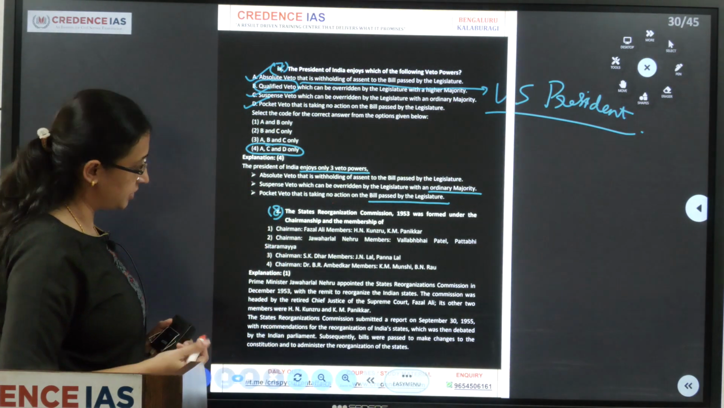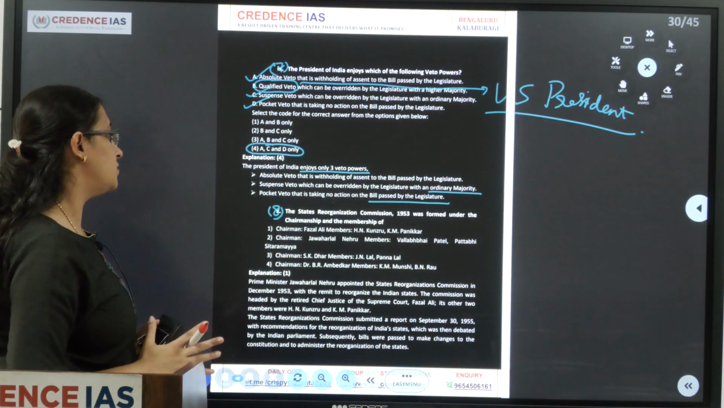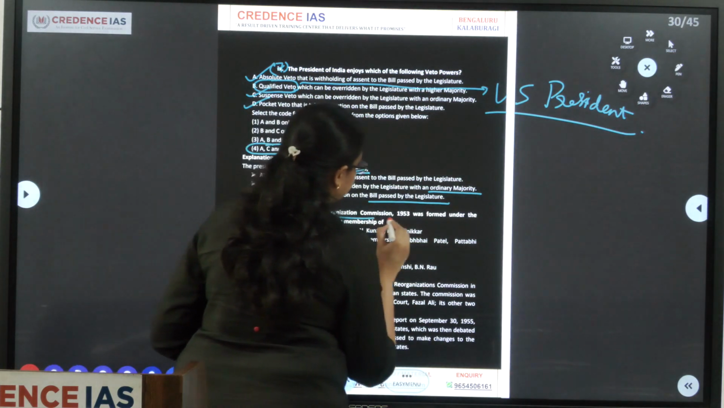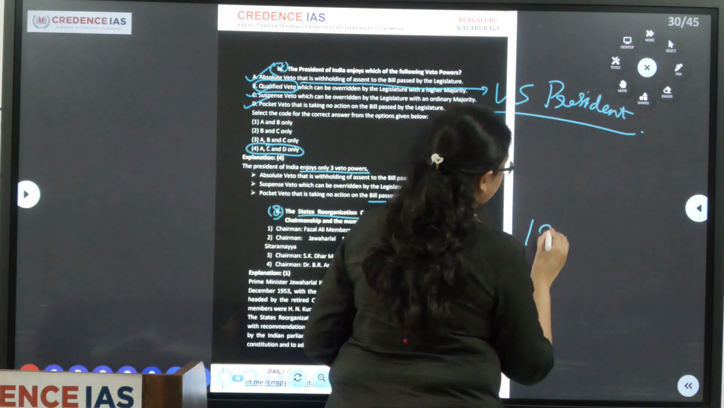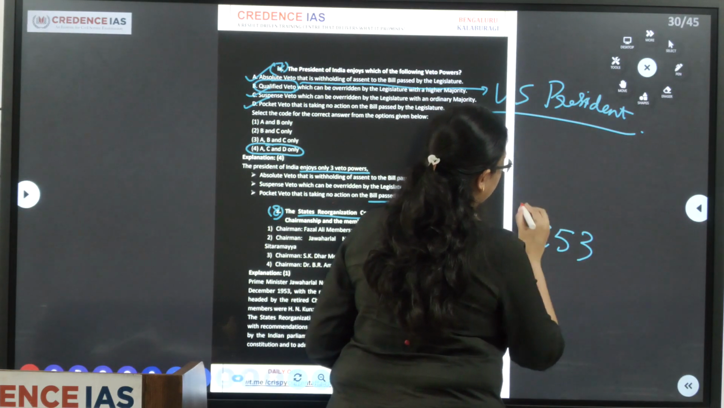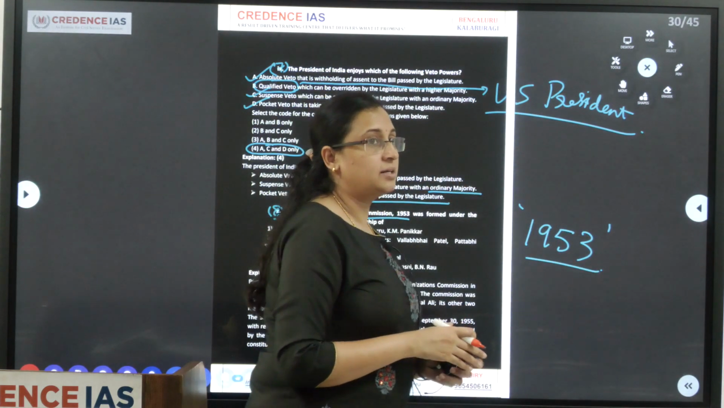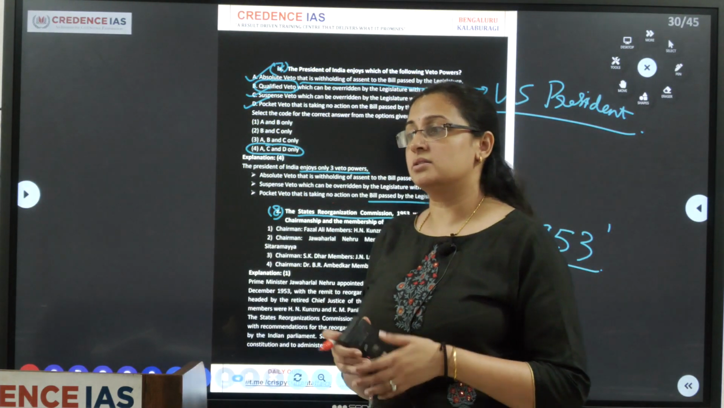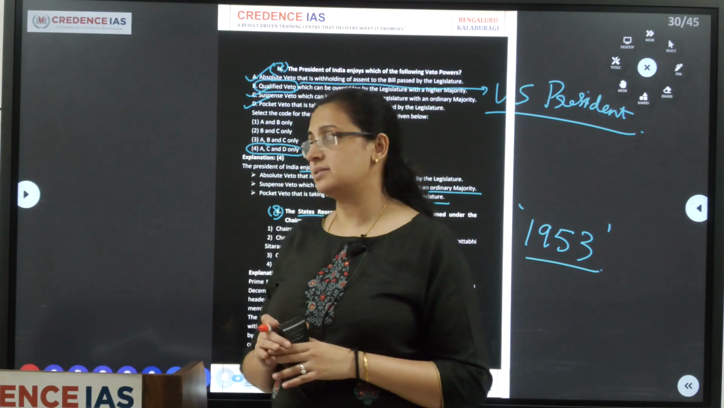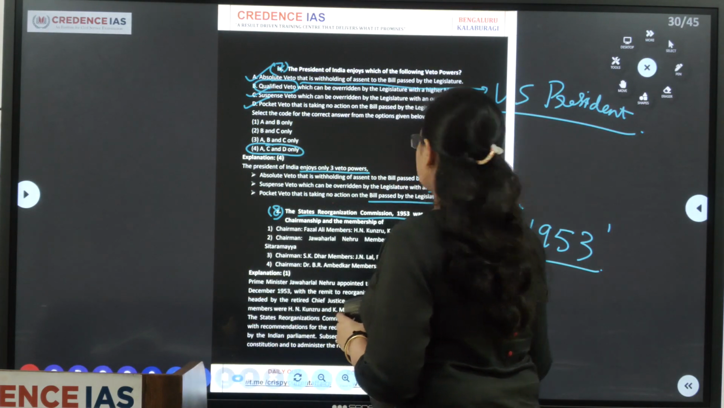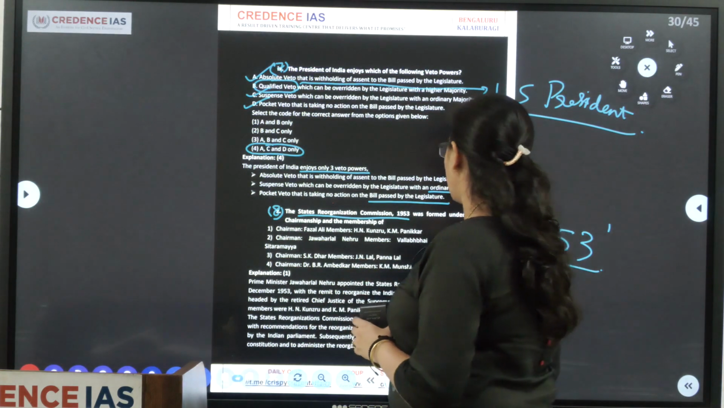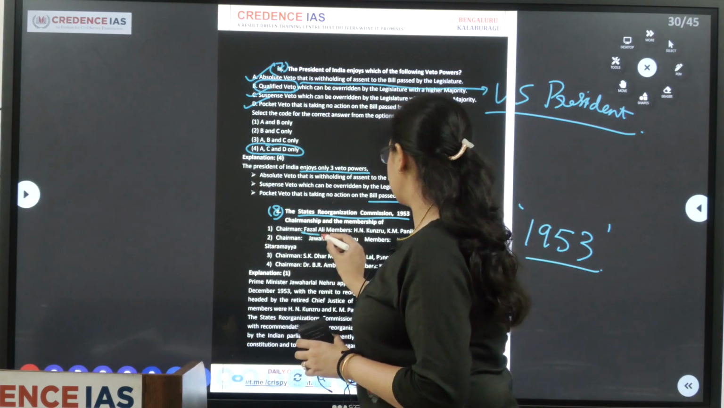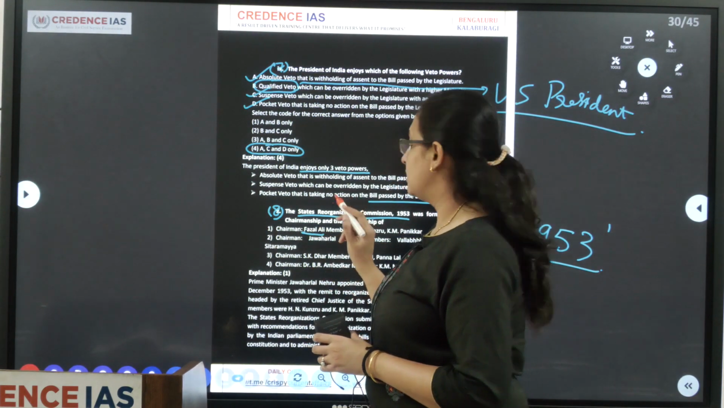The State Reorganization Commission was formed in 1953. As I told, in 1953, the first state of Andhra was created on a linguistic basis. After that, many states all over the country wanted states to be formed on a linguistic, language basis. For that, Pandit Jawaharlal Nehru appointed a State Reorganization Commission headed by Fazl Ali, a retired Supreme Court judge.